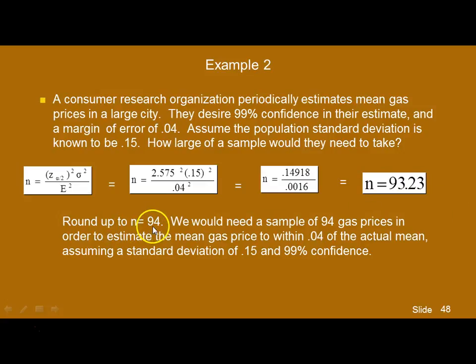Rounding it up to 94, we need a sample of 94 gas prices in order to estimate the mean gas price to within 0.04 of the actual mean, assuming a standard deviation of 0.15 and 99% level of confidence.